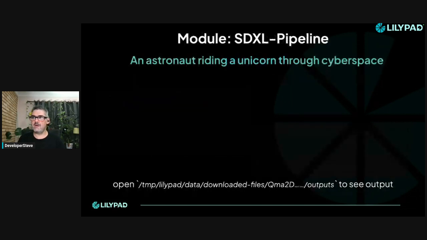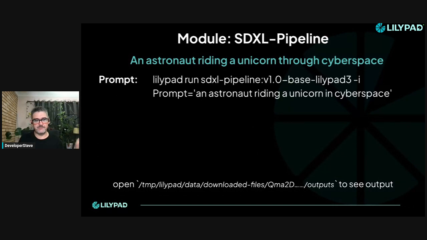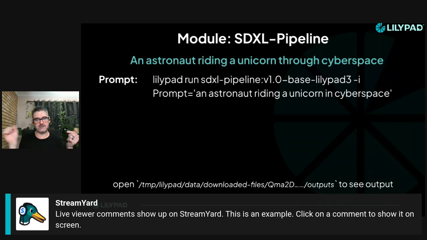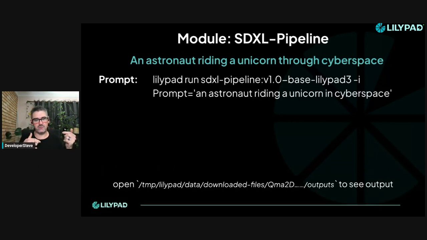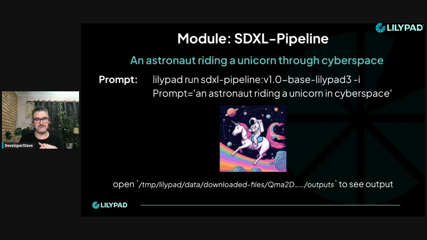So one of the other ones we have, and this is one of our newer and exciting modules, is the SDXL-Pipeline, which, very similar to the last one, you just do Lilypad run, you put in your job name, so SDXL-Pipeline, and then the tag version, so version 1, base, Lilypad 3, and then the -i is the input. So with any of our modules, the -i input means that's what you're adding to the particular job to be run. In this case, we're doing an astronaut riding a unicorn in cyberspace, which looks a little something like that, which is kind of fun, but we can make it a little bit better.